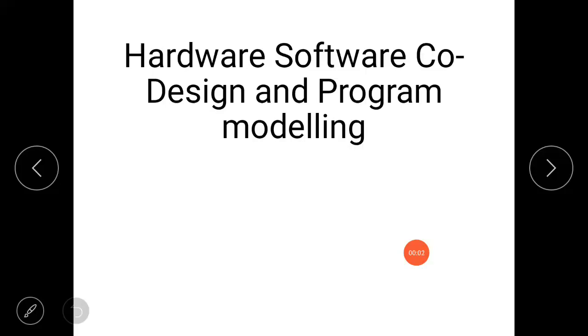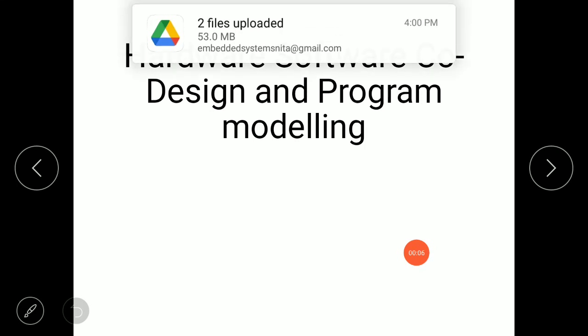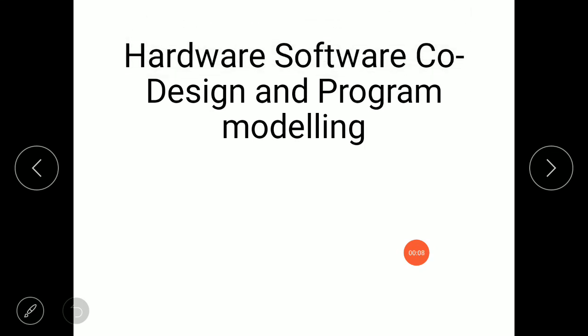Hello students, in this lecture I am going to discuss hardware software co-design and program modeling. So in the development approach of a traditional embedded system, at an early stage the partitioning of hardware and software is done, and engineers from the software group take care of the software architecture development and implementation, whereas engineers from the hardware group are responsible for building the hardware required for the product.